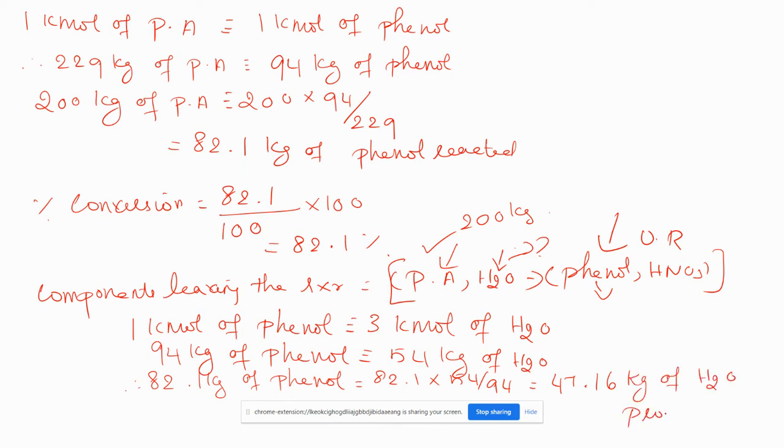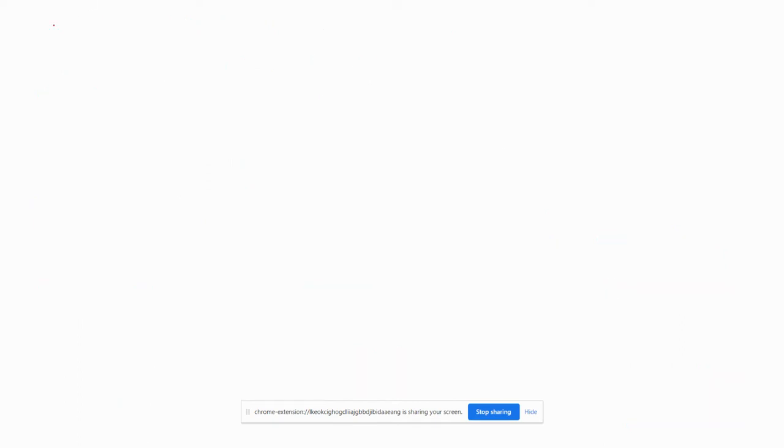So now water produced we know, and we know the picric acid produced also. Now we have to find the phenol unreacted and nitric acid unreacted. So for this phenol unreacted, we have to write the material balance of phenol. Already we have found the phenol in feed and phenol reacted, so we can find the phenol unreacted. So now write the material balance of phenol.